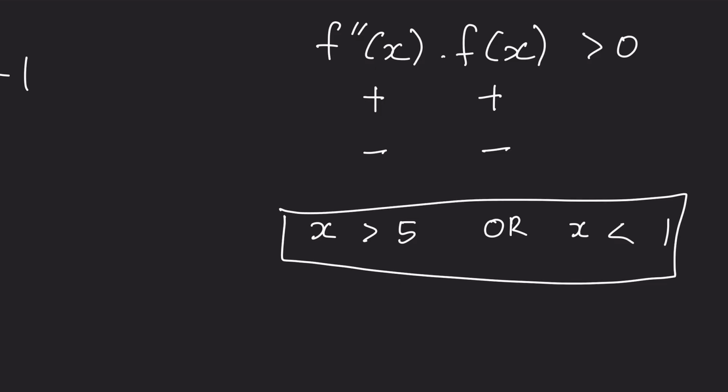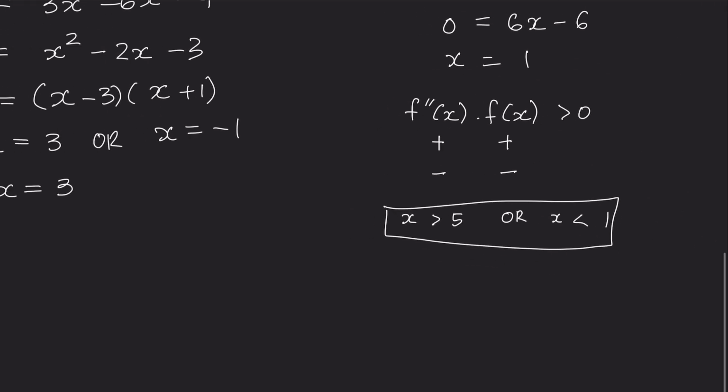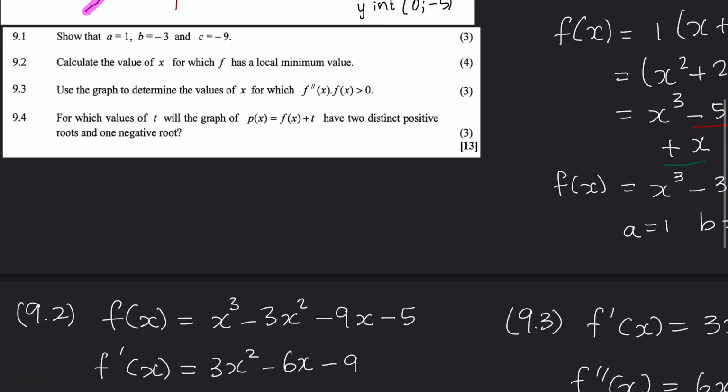Okay, next one, and the last question. For which values of t will the graph p of x equal f of x plus t have two distinct positive roots and one negative root? So this plus t tells us that the graph is being shifted. It's either being shifted up or being shifted down. And they want two distinct positive roots. So distinct means that they must be different, and one negative root.